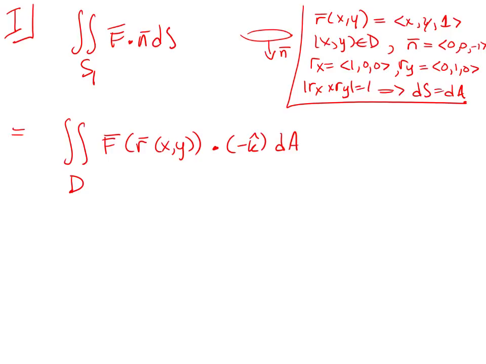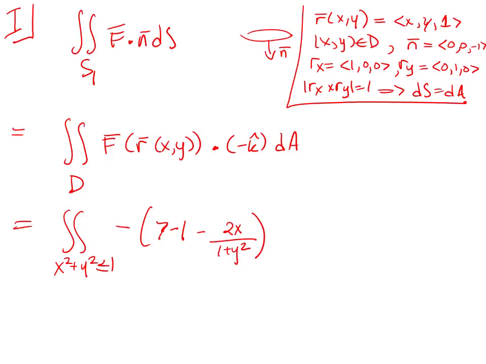And so what that means is, in this dot product, only the last coordinate of F matters. So we don't care about all the other stuff. The last coordinate of F is 7 minus z minus 2xz over 1 plus 3y squared, but z is equal to 1. So when you plug this in, you get that this is minus the integral of 7 minus 1 minus 2x over 1 plus 3y squared dx dy. And this integral sort of conveniently breaks into two terms.